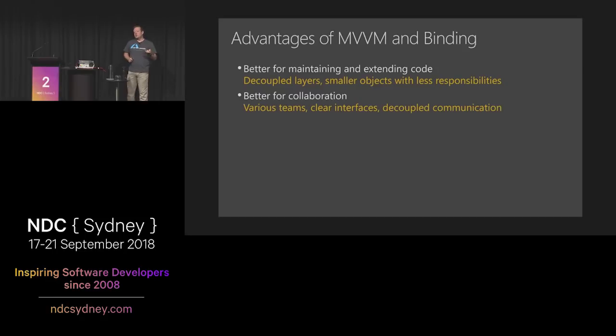Then it's also good for collaboration because typically you're going to have maybe one team working on the view model, one team on the model, one team on the view, all right? And then they don't really need to interact too much except when you connect the dots using the data binding. And this is through a clearly defined interface, so it's quite easy, all right?